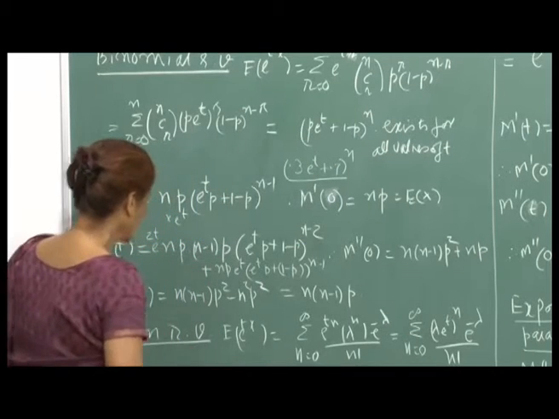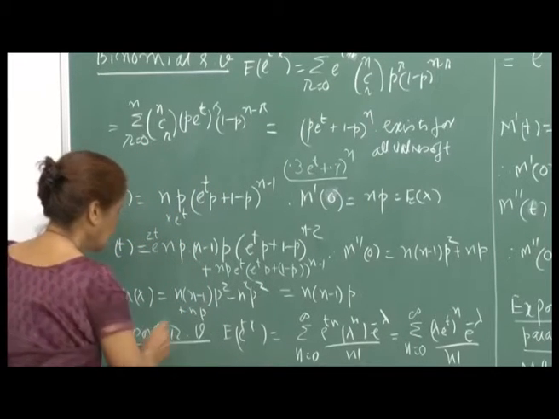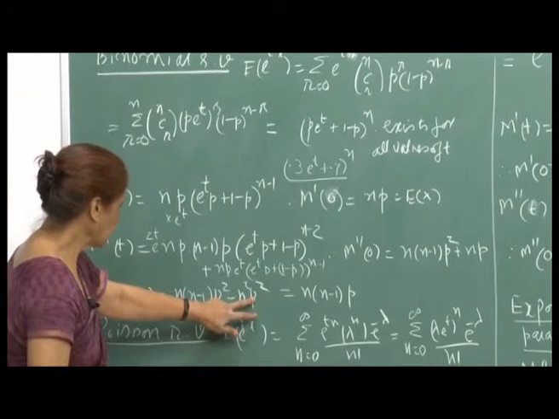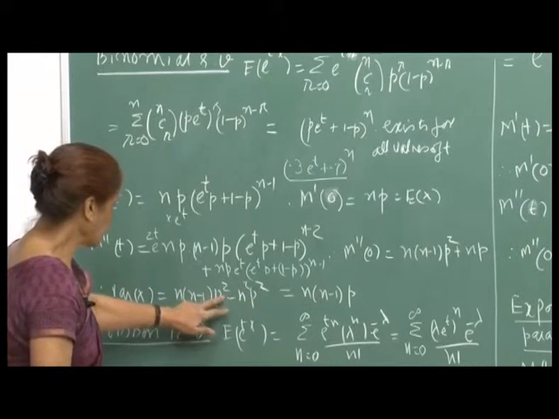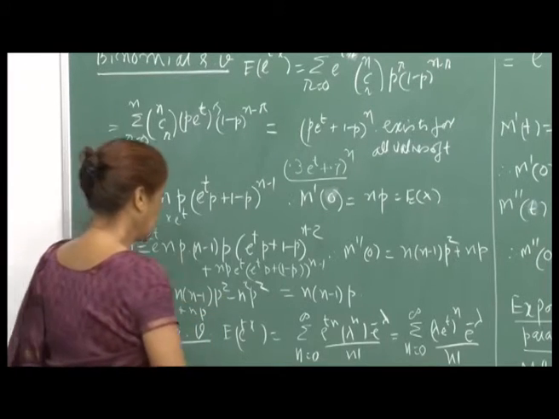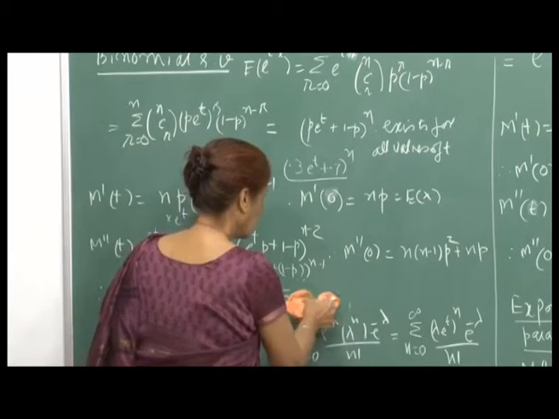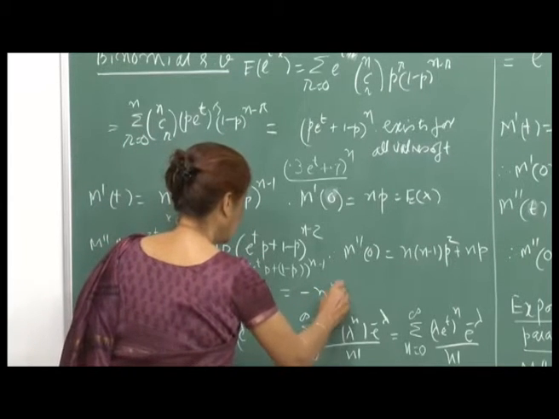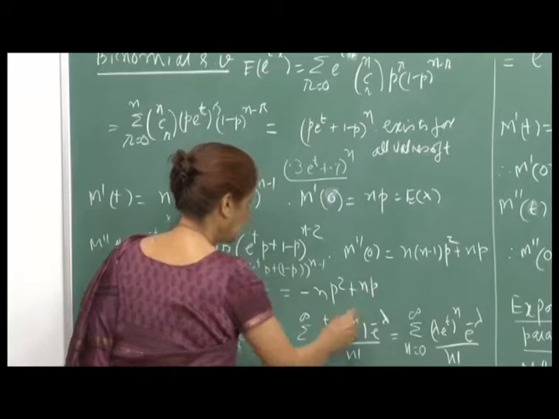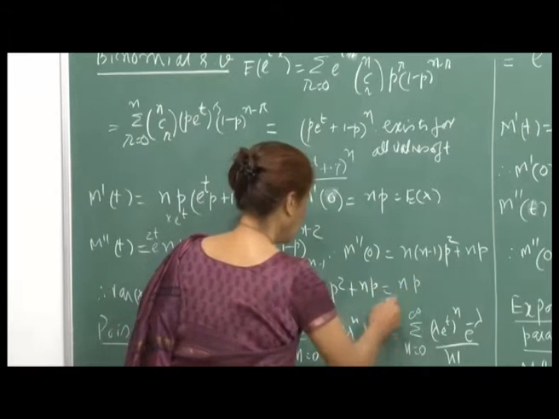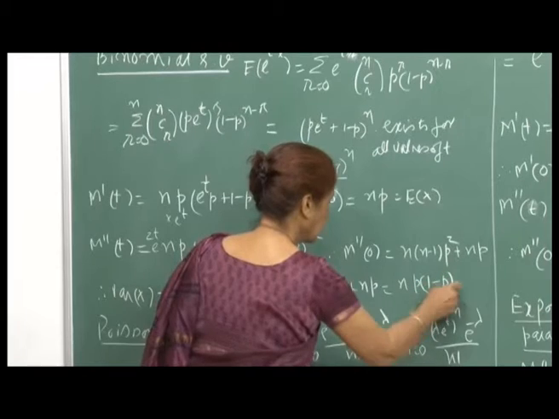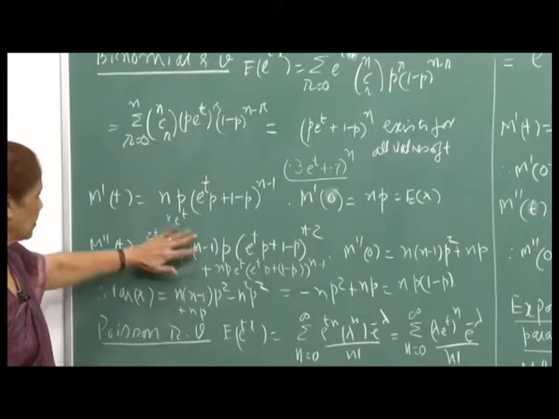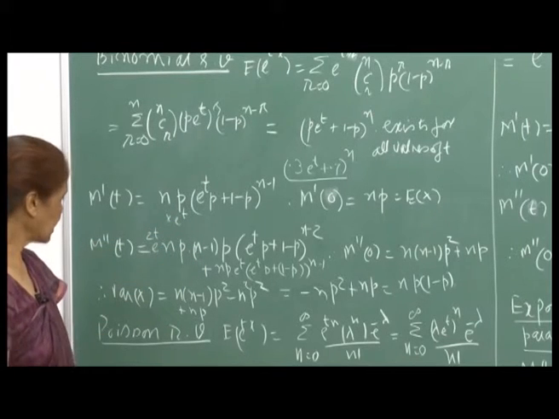Now, it makes sense because you have n p. So, n square p square minus n square p square goes away, then minus n p square plus n p. So, minus n p square plus n p, which is n p into 1 minus p. So, n p q, this is the formula for the variance. Okay. So, please be careful when you are differentiating these expressions.